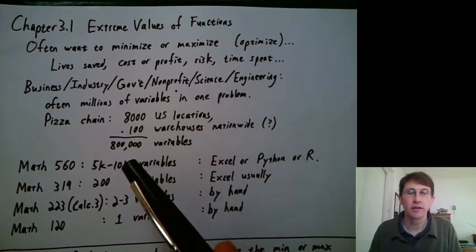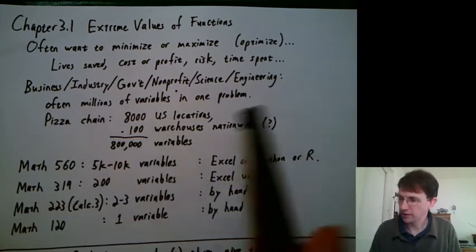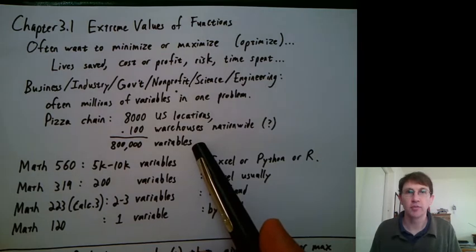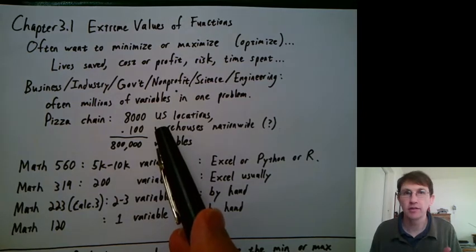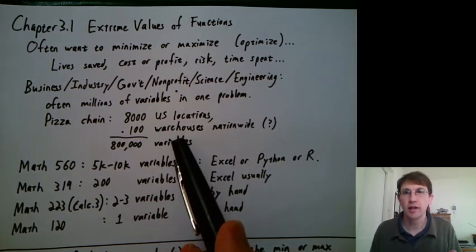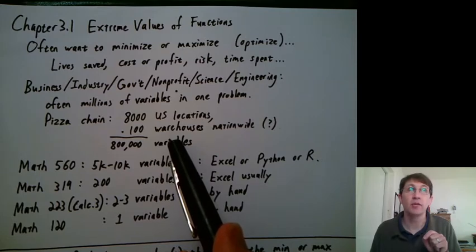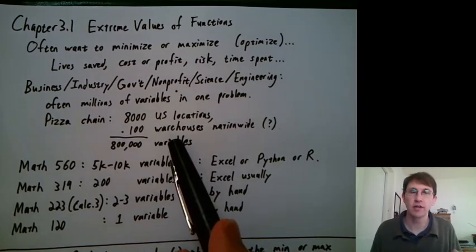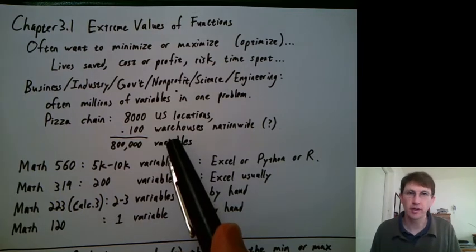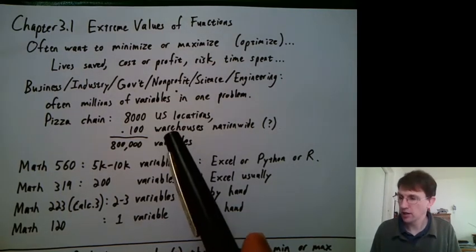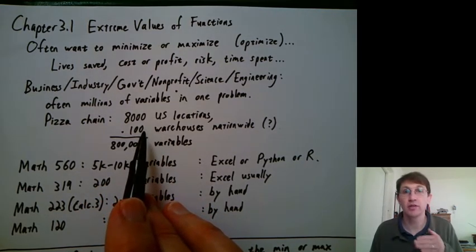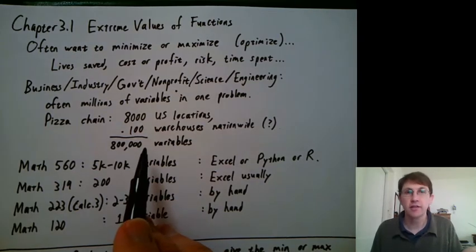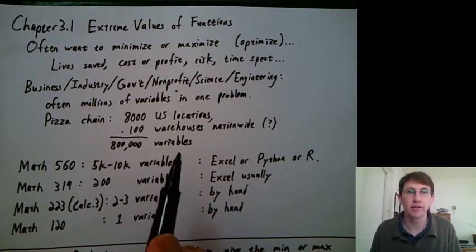Just make it the optimum, make it the best. Let's do a little bit of advertising. In business or industry, they often have millions of variables in one problem. Just one example, consider a large pizza chain in the US. They have 8,000 locations. They might have 100 warehouses nationwide, and they have to decide how much product to send from each warehouse to each location to minimize their total trucking costs and inventory costs and stuff like that. So for each location, they have 100 warehouse variables saying how much should this warehouse send to this location. That ends up being 800,000 variables. So that's how you can get into the millions of variables quite easily.